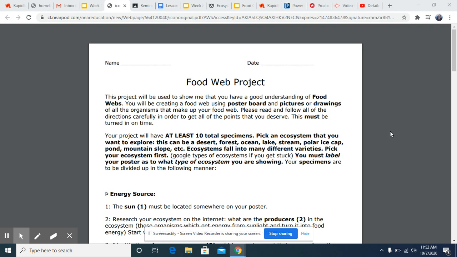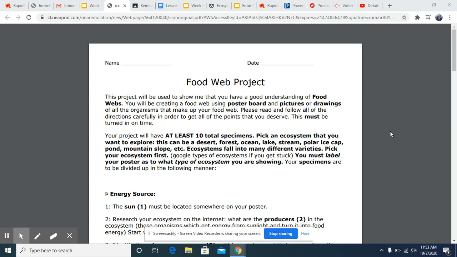So today is Friday and we are going to be having a food web project. You have the weekend to work on this as well, but it really shouldn't take you too long. This project will be used to show me that you have a good understanding of food webs. You're going to create a food web on a poster board using pictures or drawings. You don't have to print out pictures if you don't have a printer or anything like that. You can just draw your animals that make up the food web.